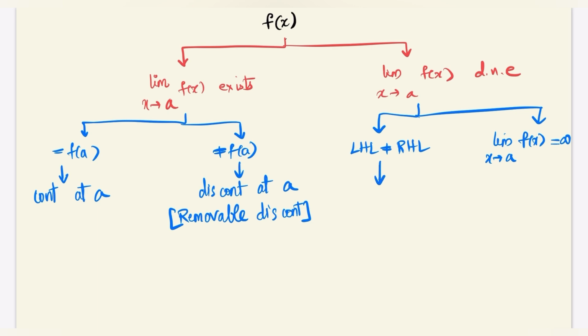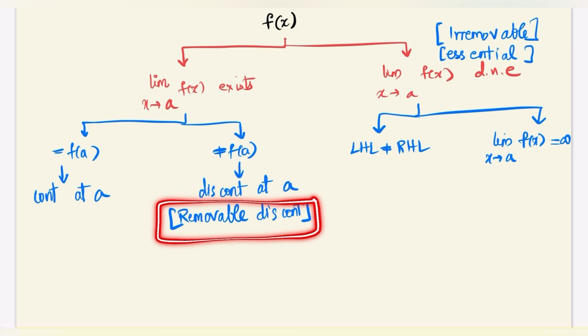So in both cases, you say that the discontinuity is irremovable. Some people also call it essential discontinuity. Okay, so there are two types of discontinuity, as you can see right now. There is something called removable discontinuity, and there is also something called irremovable discontinuity.